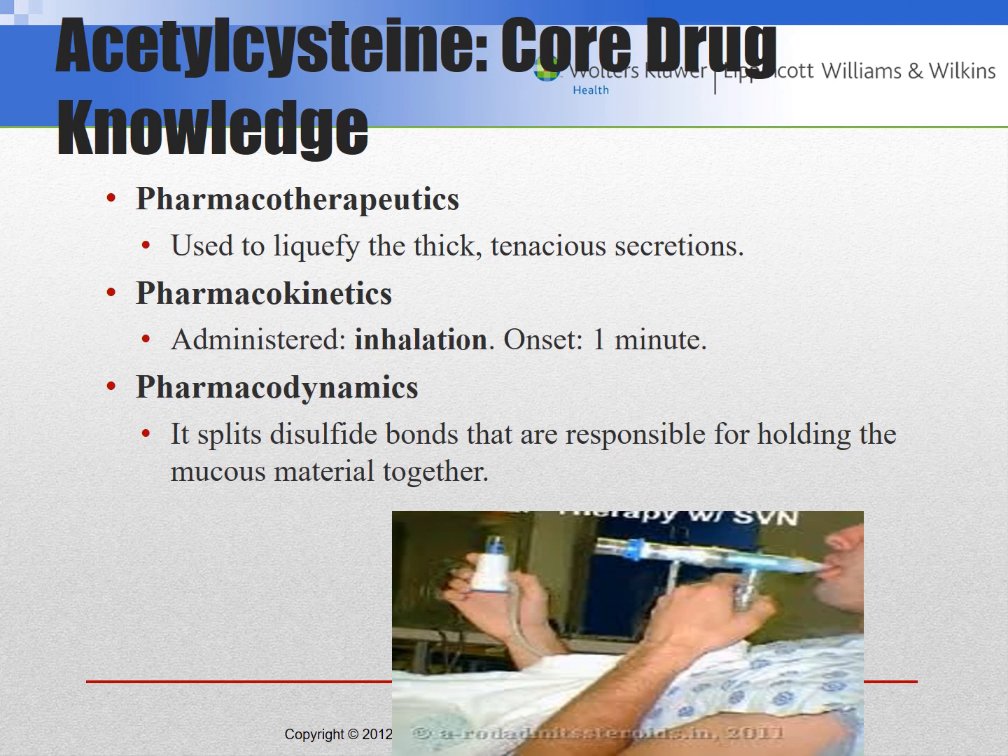That disulfide bond is part of the reason why it is a very distinct smelling nebulizer treatment, because it smells like rotten eggs. And I promise you, once you have ever smelled it, you will never forget it, and you can easily pick it out from anything else that's administered by nebulizer. And it definitely has a very sulfur-based rotten egg type smell to it.